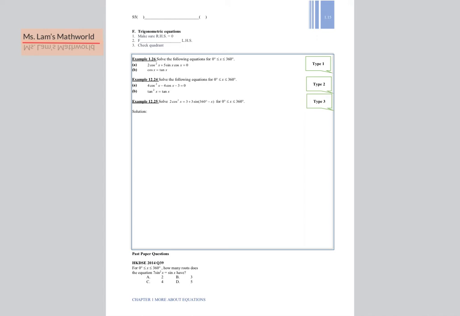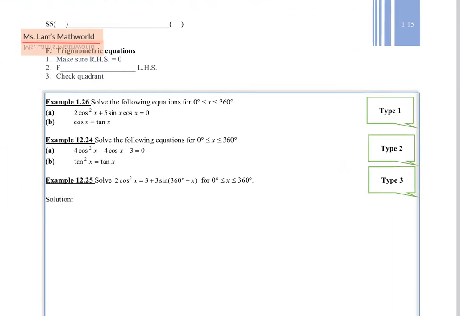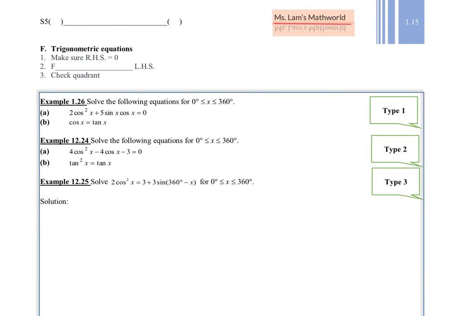Today we are going to handle the trigonometric equations. Please turn to page 1.15. To start with, let's have a very short revision of solving the trigonometric equation of degree 1 first.